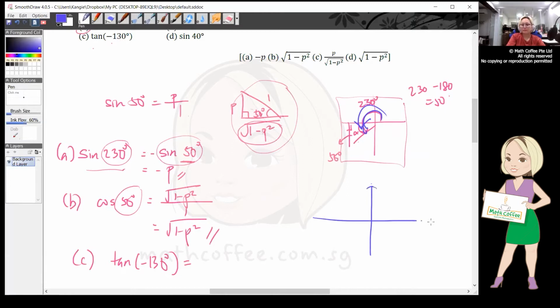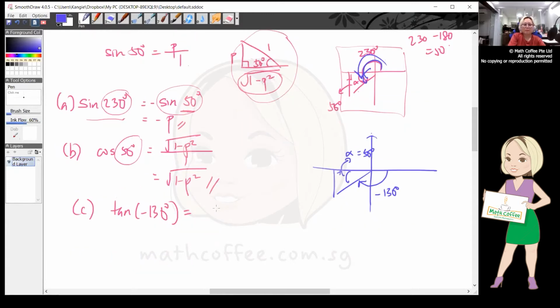So over here, minus 130, you will just go here and then put here. So this is minus 130 degree. And then what's the basic angle over here? So this is 180 minus 130. You know that the basic is 50 degrees. So I can put it as tangent 50. And because it's in the third quadrant, tangent is positive. So I don't need to put any minus, okay? So it's equal to tangent 50.